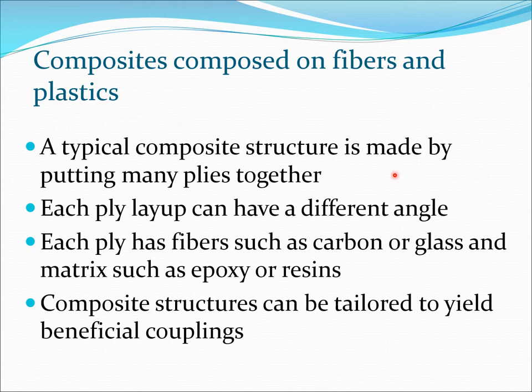A typical composite structure is made by putting many plies together, and each ply layup essentially has a different angle. These angles may be 0 degrees, plus minus 45 degrees, 90 degrees, and so on. The fibers are made up of high stiffness materials, such as carbon, graphite, or glass. The matrix, the remaining material which keeps the fibers within itself, is made of some kind of epoxy or resin. So this is essentially a plastic, which is why this is sometimes known as fiber reinforced plastics, or FRPs. That's one type of composite which is widely used. Composite structures can be tailored to yield beneficial couplings, and this is one of the research topics which can often be studied.